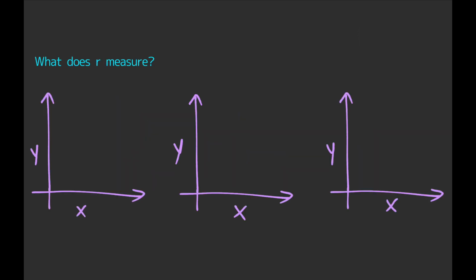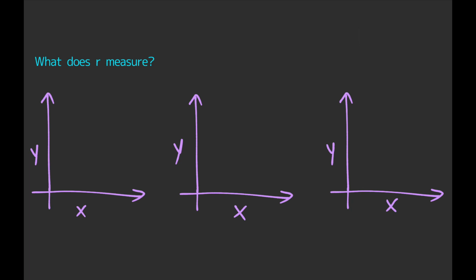What does R even measure? Why do we want to know the correlation coefficient? So R measures how related x and y are, and it's measured on a scale of -1 to 1, where -1 shows an inverse relationship and 1 shows a direct relationship.